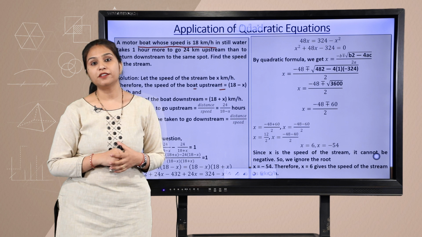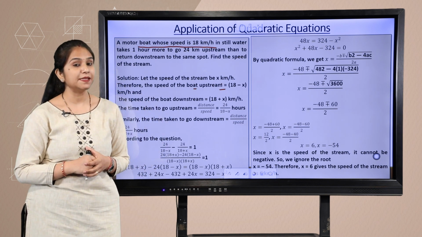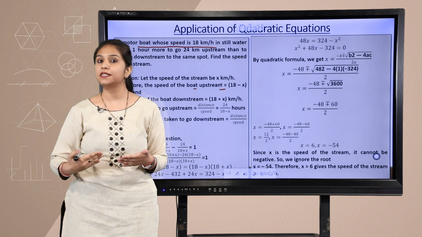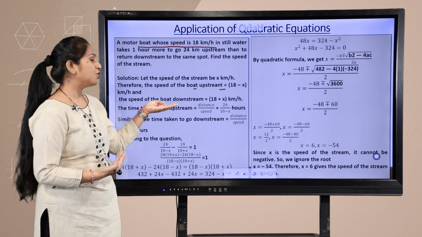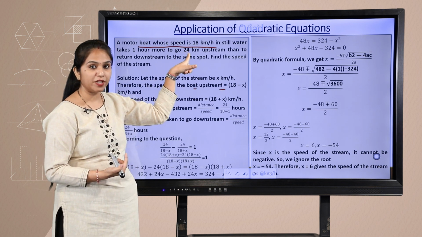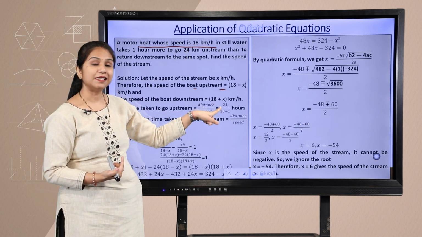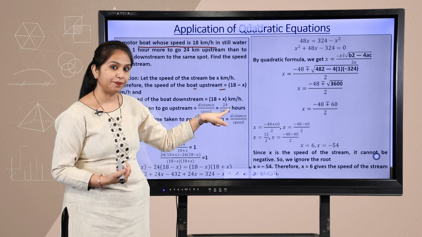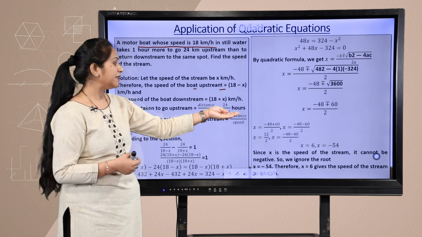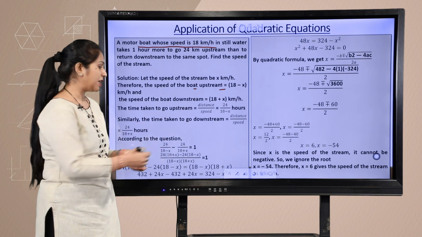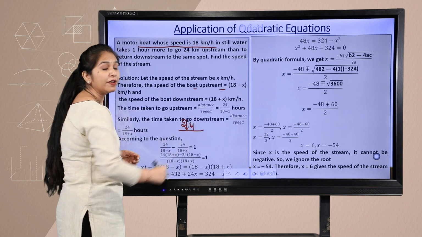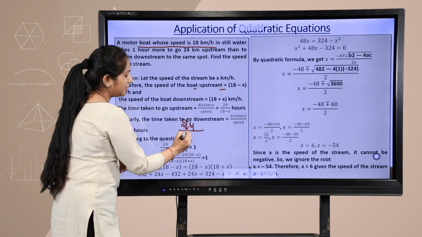Now children, what is the formula for time? Time is distance upon speed. So write down time 1 and time 2 for upstream and downstream separately. The time taken to go upstream will be distance upon speed. Distance is the same in both cases, that is 24 km. So it is 24 upon 18 minus x in case of upstream. Similarly, write down time 2 for the case of downstream. It is again distance upon speed, that is 24 upon 18 plus x.